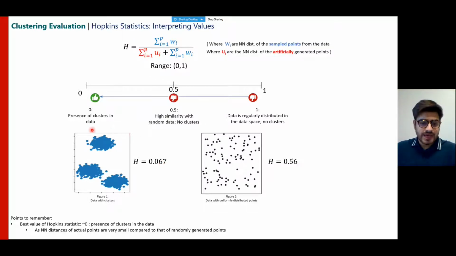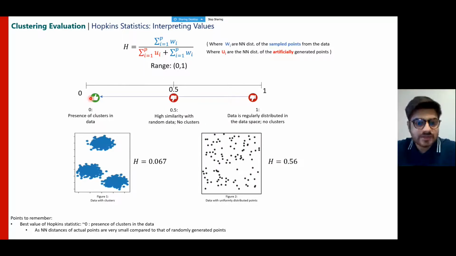Looking at the example, we have figure 1 here, which has data with properly separated clusters. It has an h value of 0.067, which is much closer to 0. So we would say that inherently this data has clusters. Whereas this random data, which we saw in the earlier slide, with uniformly distributed points, has an h value of 0.56, which is much closer to 0.5. So we can say that there are inherently no clusters. So to say that we have clusters in the data, the value should be closer to 0.